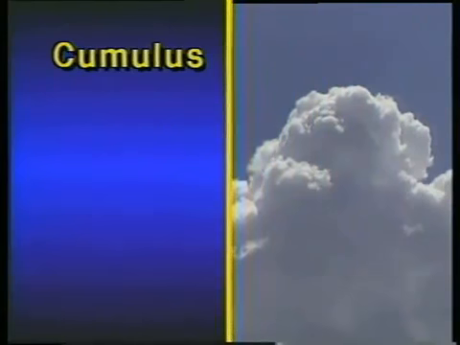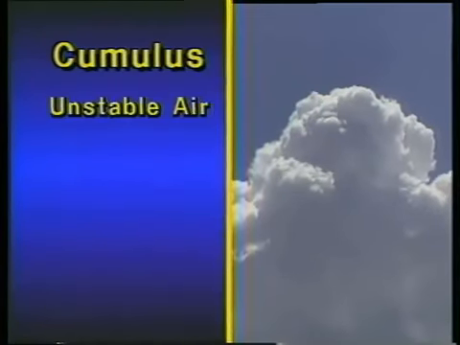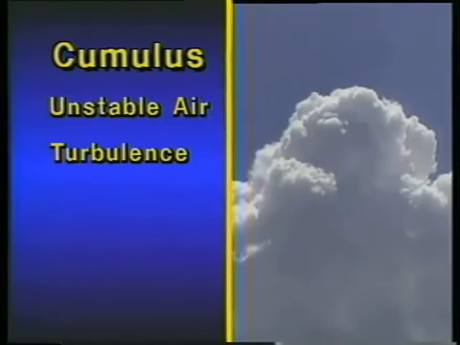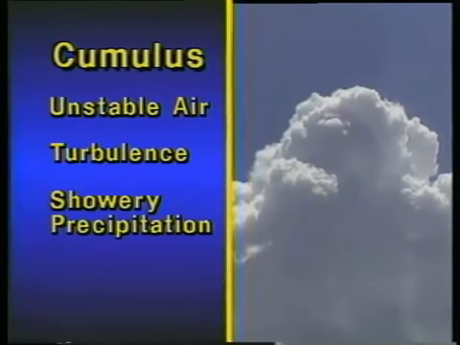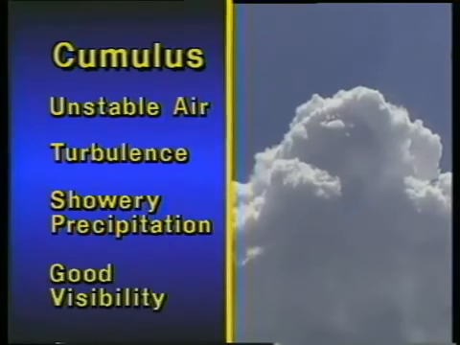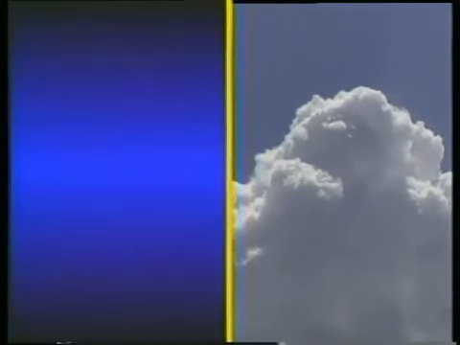Cumulus clouds are formed by rising currents of air, which gives them a piled up or bunched appearance. They warn of unstable air, turbulence, and showery precipitation. Visibility outside the precipitation is usually good.